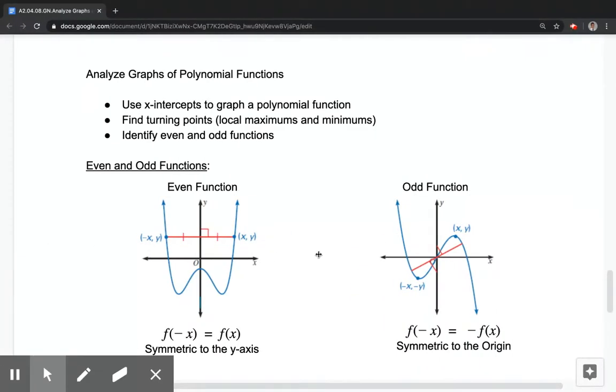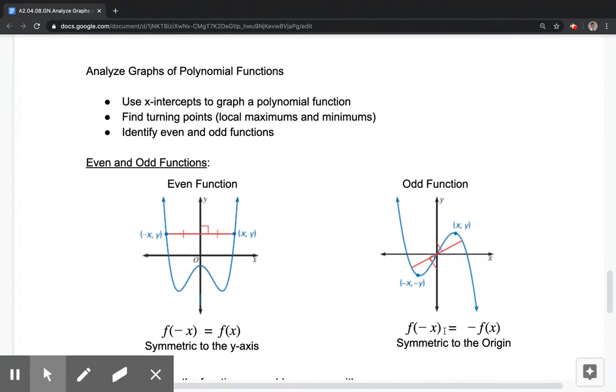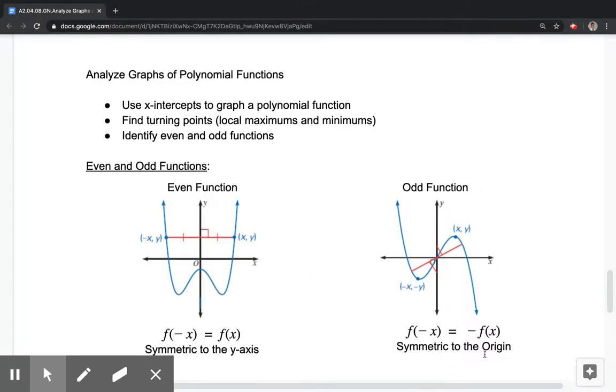Next thing we can look at is odd functions. And odd functions, yes, the end behavior is finishing in opposite directions. So we know that the highest degree needs to be odd. So x to the first, x cubed, x to the fifth, and then symmetric to the origin.